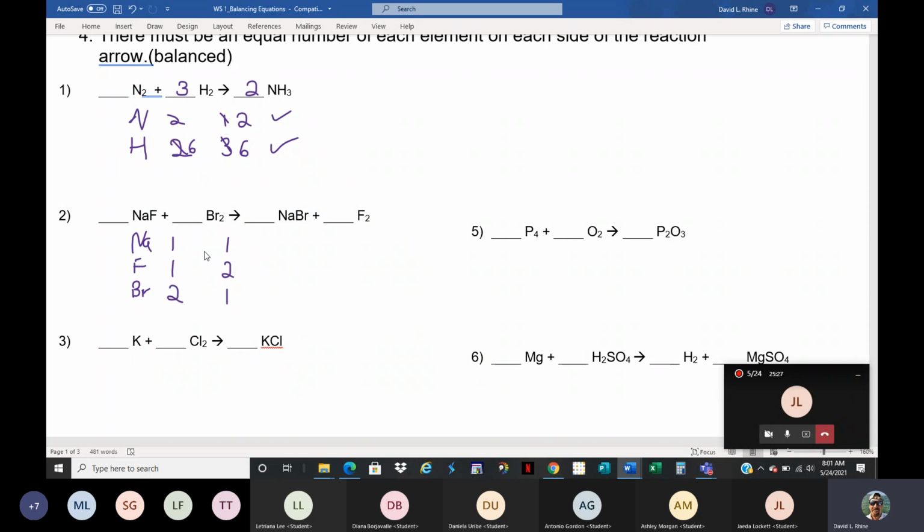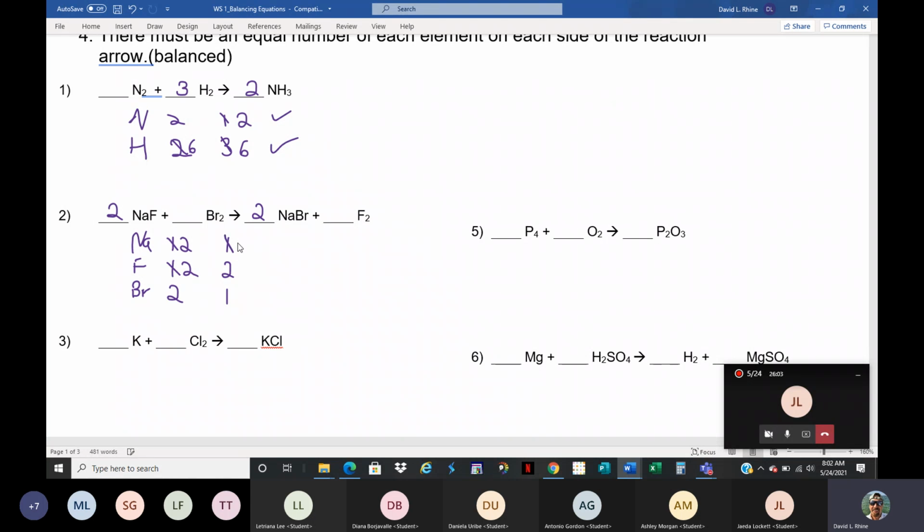So I'm going to leave the sodiums alone since they're balanced and go to the fluorines since they're the first one that is unbalanced. The way we balance it is to put a 2 in front of the sodium fluoride here. That's great. We now have 2 fluorines on both sides, but now I have 2 sodiums on the left and only 1 on the right. No problem, I'll just put a 2 here.